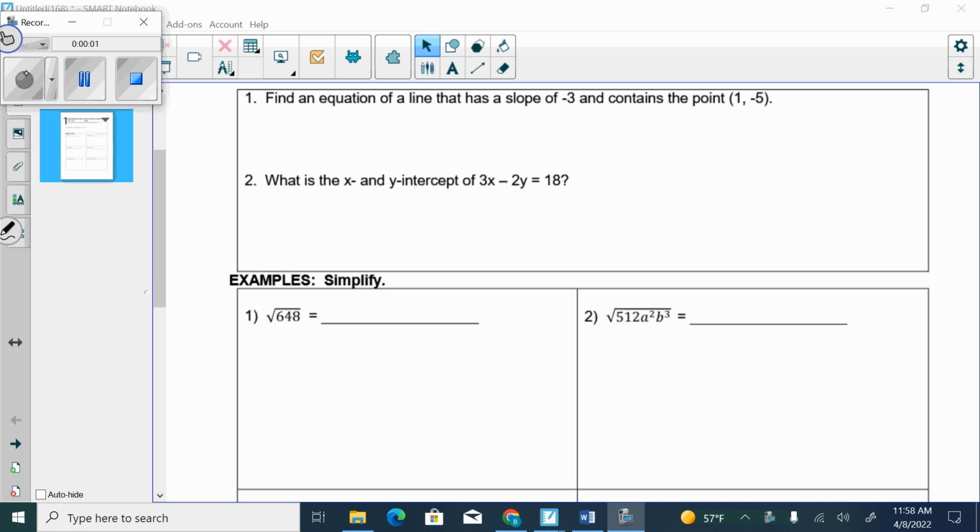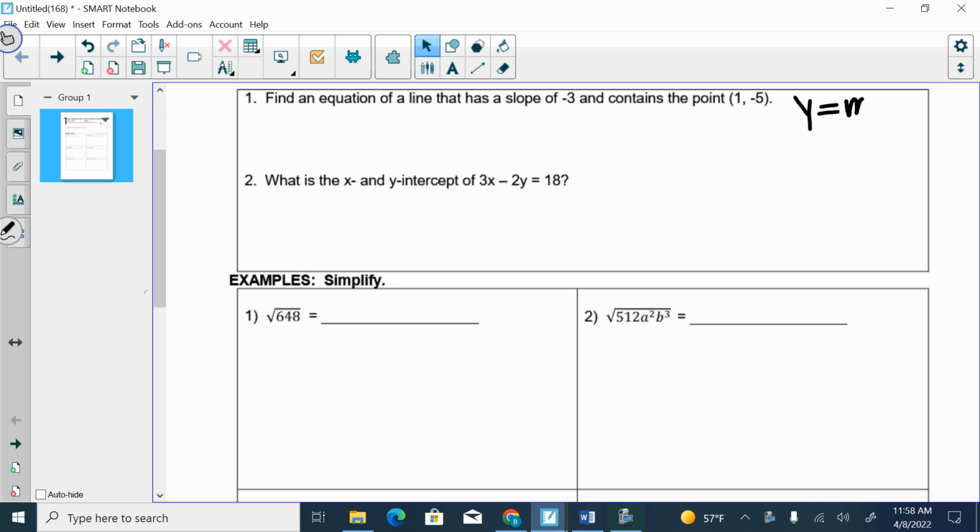It says they want us to find the equation of a line that has a slope of -3 and contains the point (1, -5). So remember, any equation of a line, we're going to write it in the form y equals mx plus b, right? Okay, so let's see what letters they gave us. They said we have a slope of -3. Which one of these letters would be the slope?